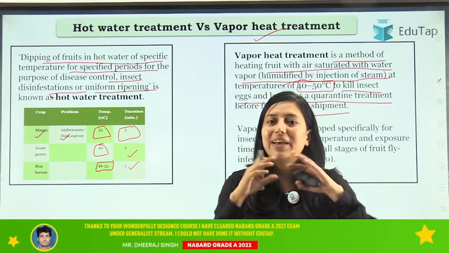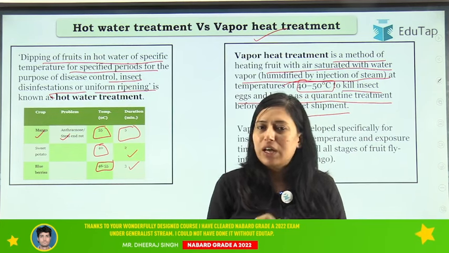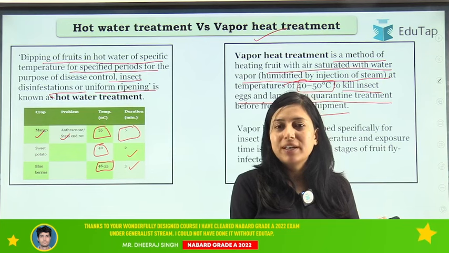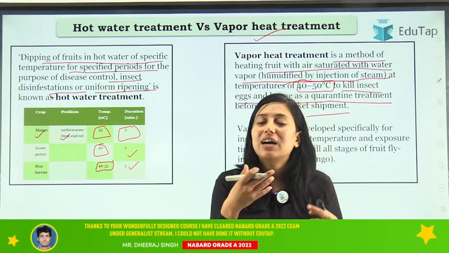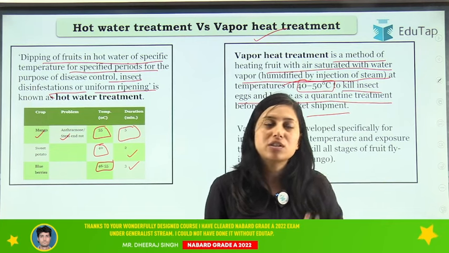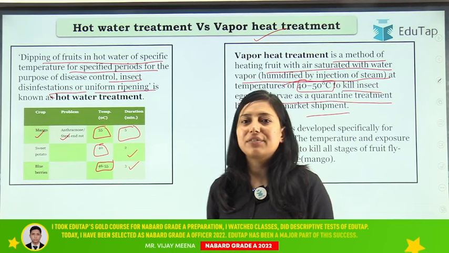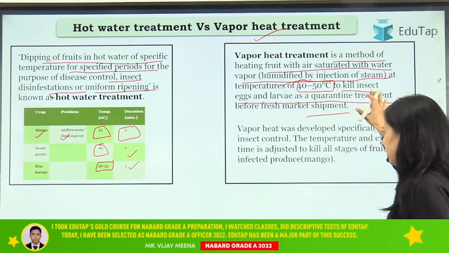That produce will have the eggs and larvae of all the pests present in their place. And when I sow and grow them here, that pest will get a congenial environment, and it will grow here and cause losses to the crop produce that is being grown here. Okay? So that is why we are going for vapor heat treatment.